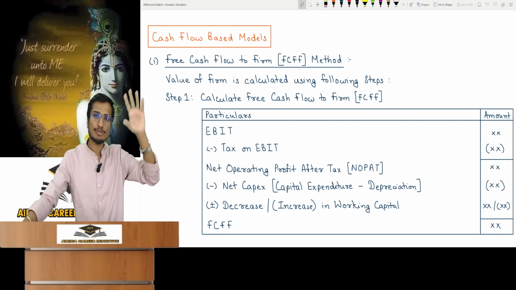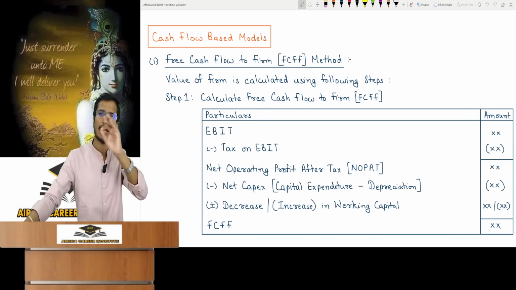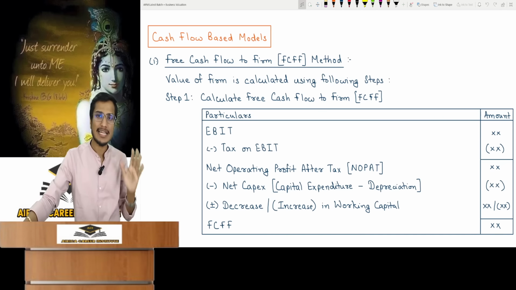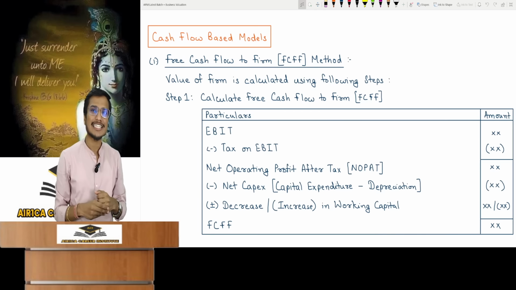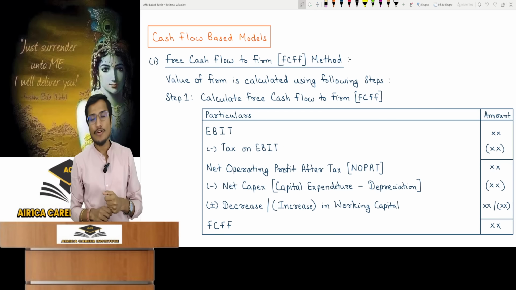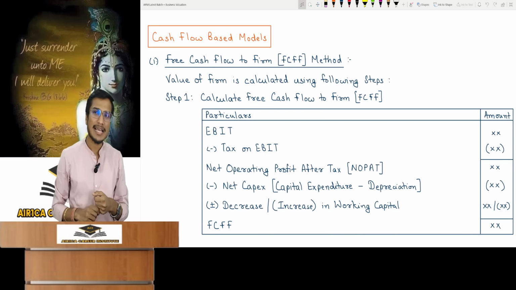Nothing is simpler if studied conceptually. It is correct and the institute makes no mistake here, which I clarify first. So free cash flow to firm, FCFF method, you should know from the name itself. Free cash flow to firm. You have to find out what free cash flow means.